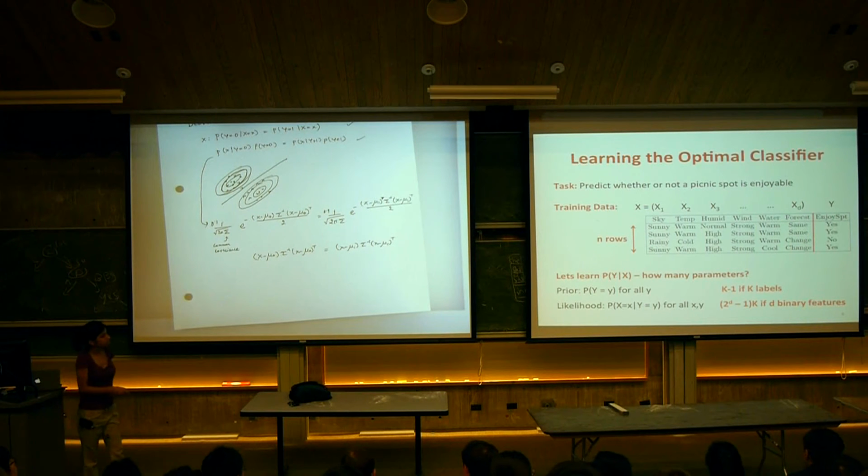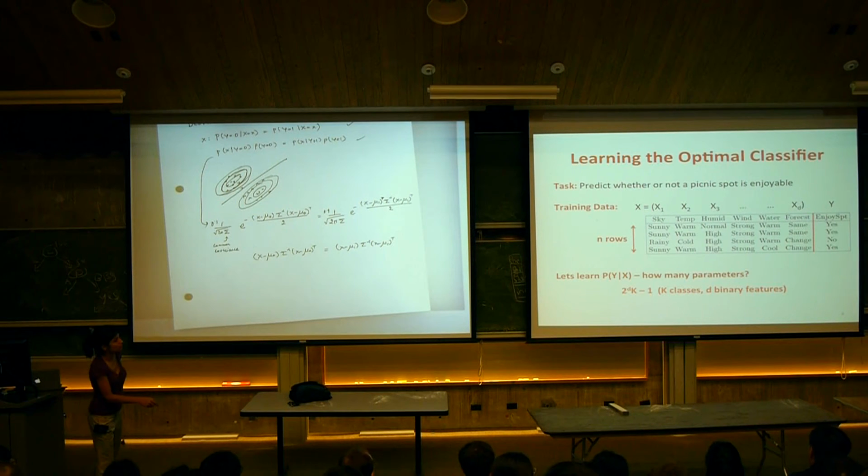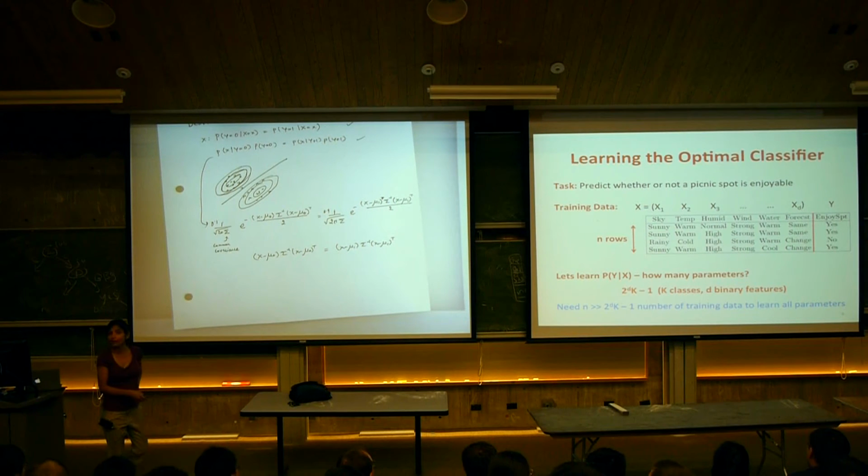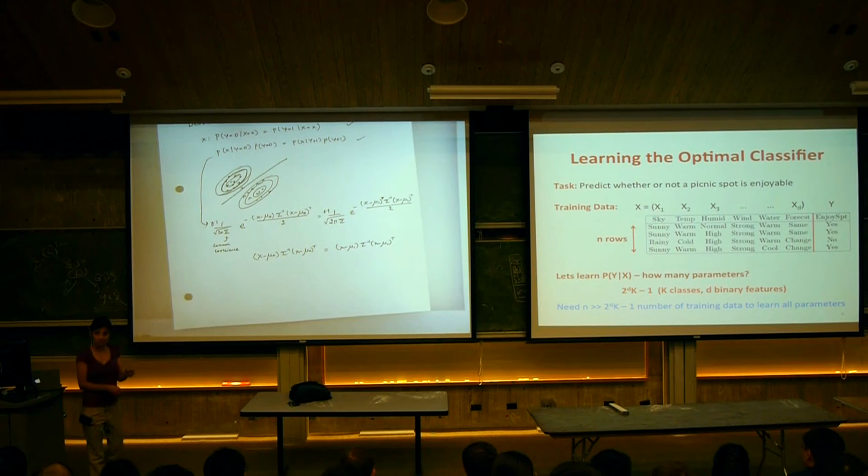So what can we do to get around this assumption or this requirement? This is just a summary of what we talked about now, that we need the number of training data to be much larger than the total number of parameters. And that's an issue. So what naive Bayes does, which is a classifier we are going to discuss next, so far we've talked about the Bayes optimal classifier. The naive Bayes makes an additional assumption that helps simplify this requirement.